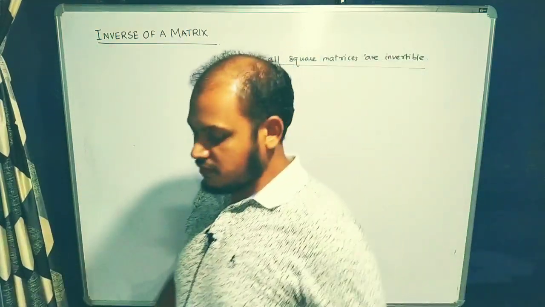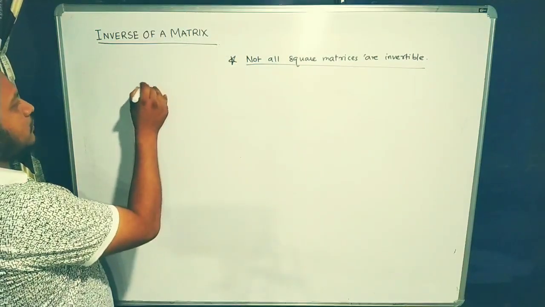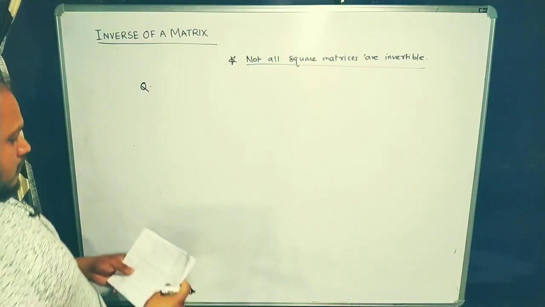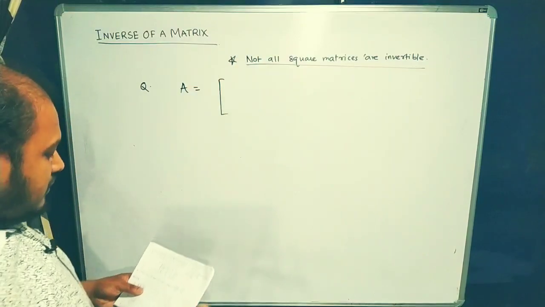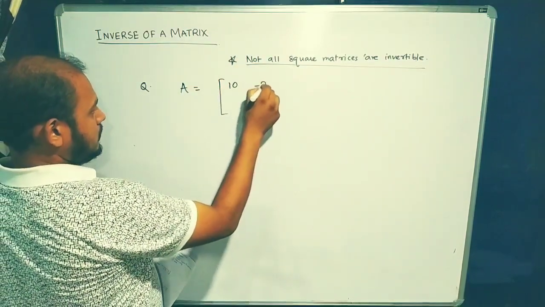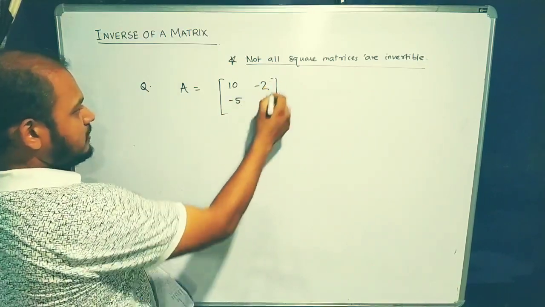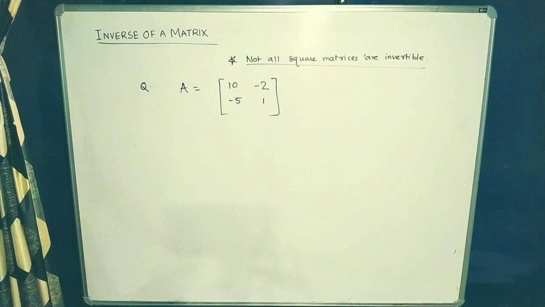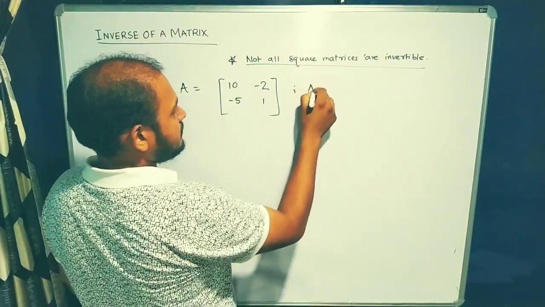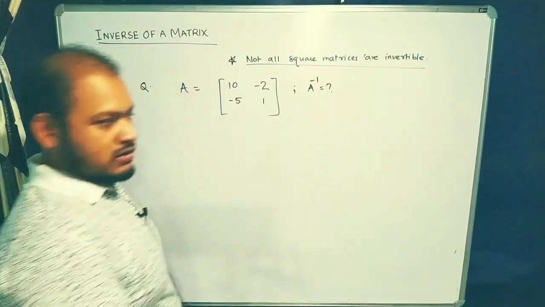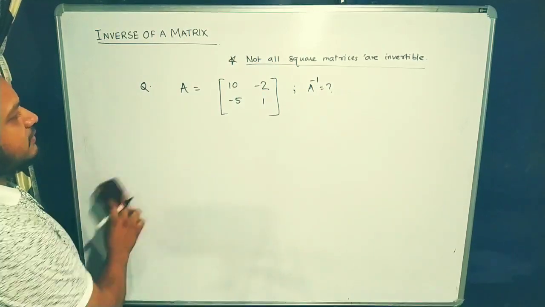Let us look at a very specific example and we will see that this matrix will not have an inverse. So let us write a question. Let us say we have a matrix A is equal to 1 0, minus 2, and minus 5 1. Let us suppose we have a matrix like this. Okay, and try to find A inverse. This is just a question that we have solved up till now. It is a very similar question. Try to find A inverse.